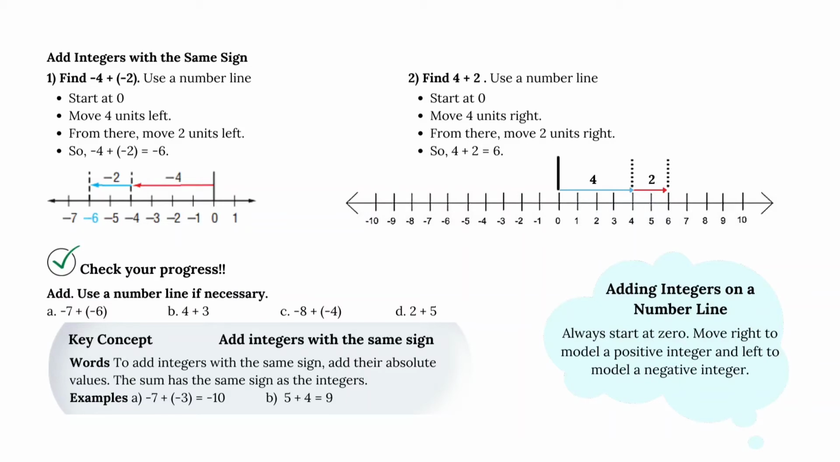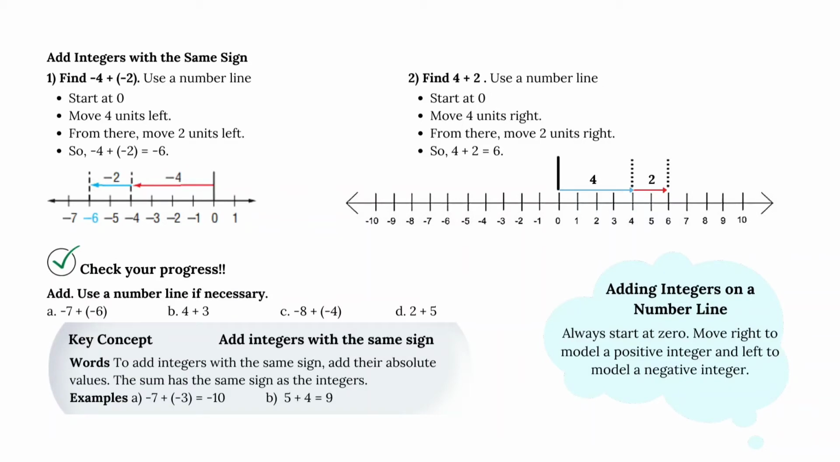Now let's check the second example. Find the sum of 4 and 2 using a number line. Start at 0, move 4 units right. From there, move 2 units right. So the sum of 4 and 2 is 6. It's time to check your progress. Add. You can use a number line if necessary.